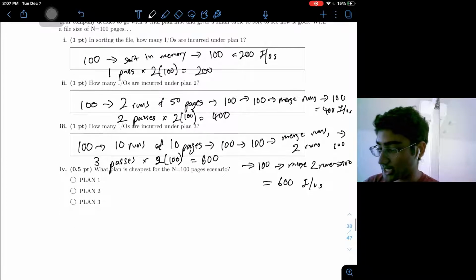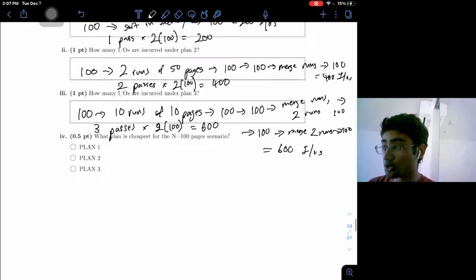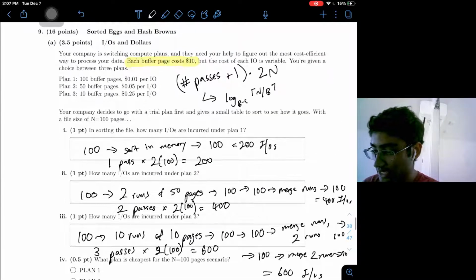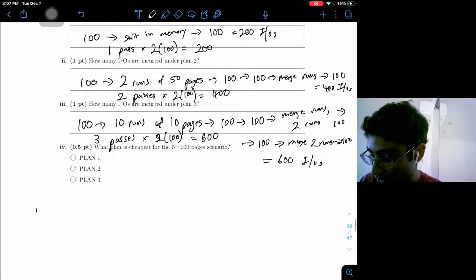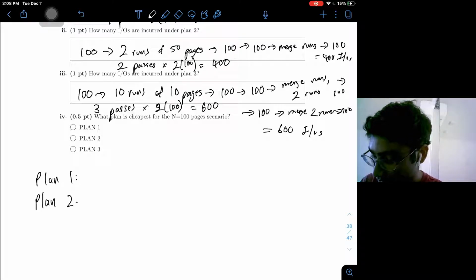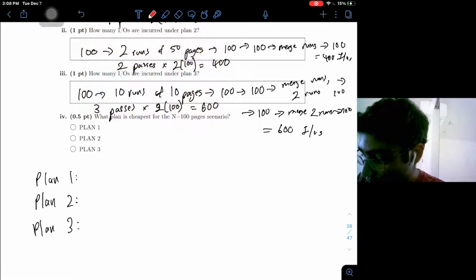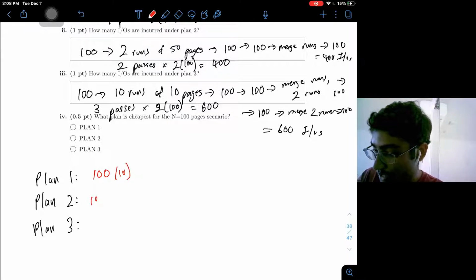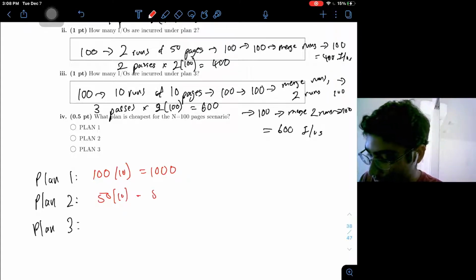So then we're asked which plan is cheapest for this scenario. So first, let's take into account the fact that each buffer page costs $10. So we have Plan 1, Plan 2, and Plan 3. So off the bat, each buffer page costs $10. So Plan 1 is going to cost $10 for each of the 100 buffer pages, which is $1,000. And then Plan 2 only has 50 buffer pages, so that's going to cost 500. Plan 3 only has 10 buffer pages, so that's only going to cost 100.